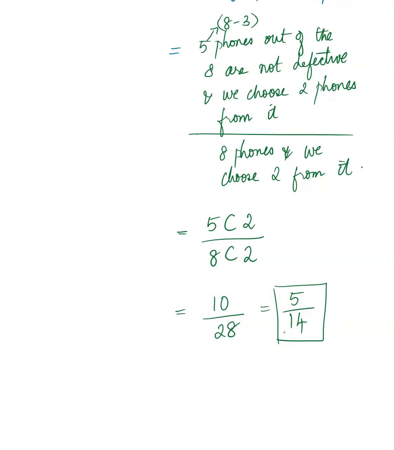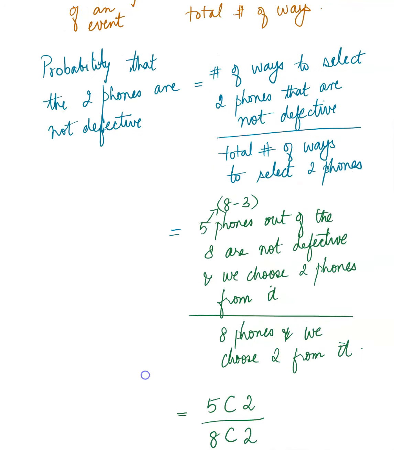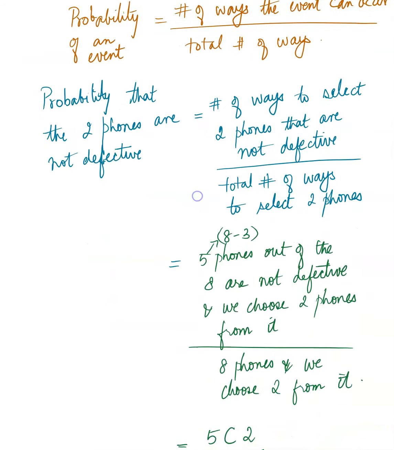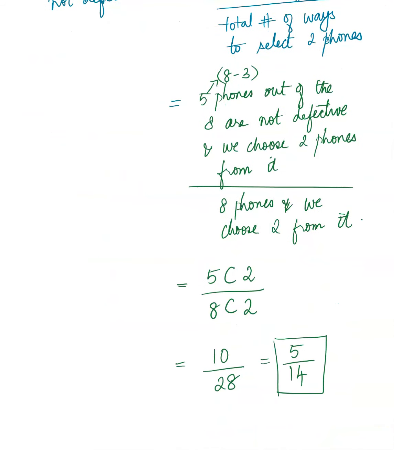It's a proper fraction, so you know you got your fraction right. At least it's an acceptable probability. So the probability of choosing, let's go back to the question. The probability that a couple purchases 2 phones that are not defective is 5 out of 14. Okay.